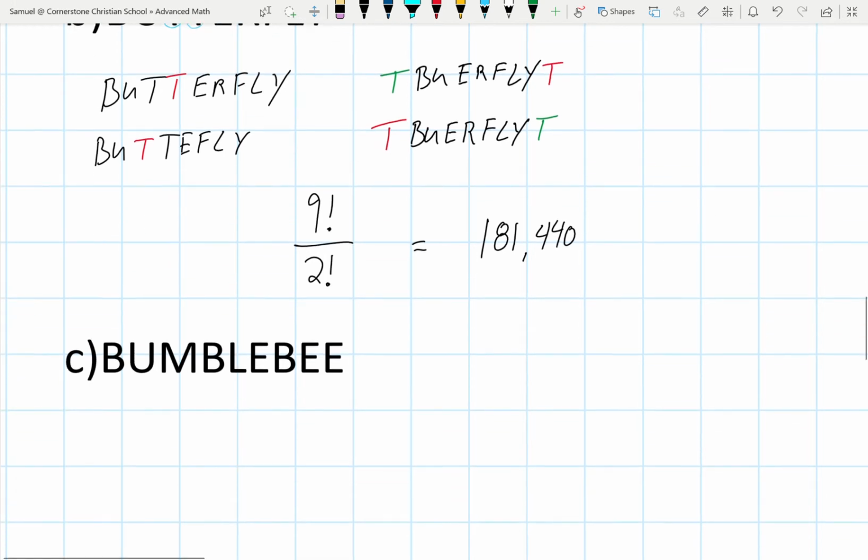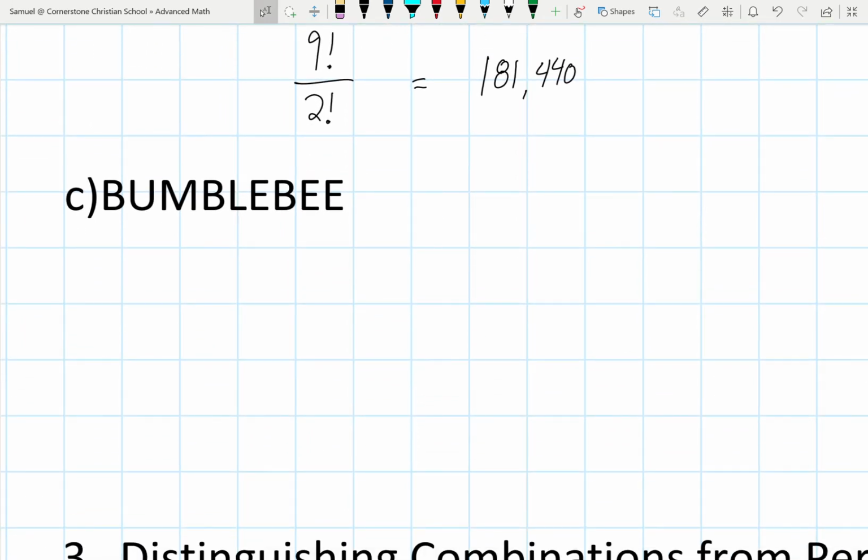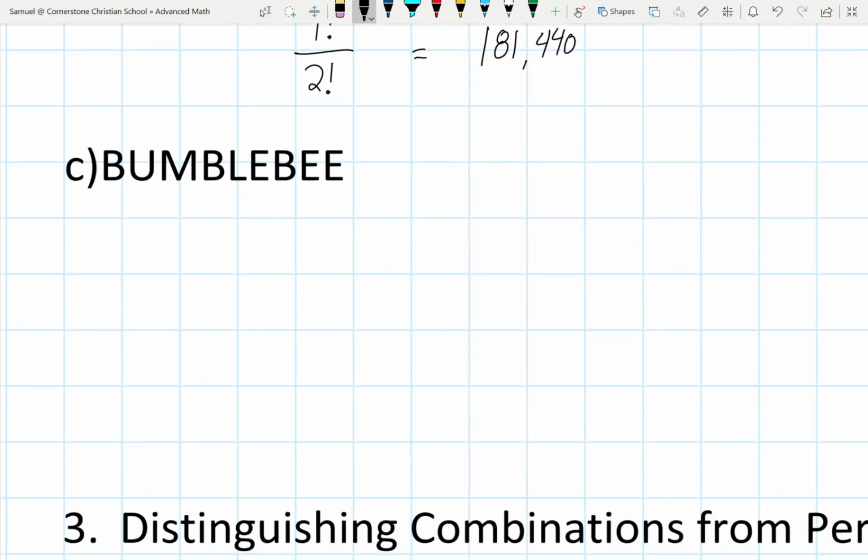All right, let's take a look at this last one, even more repeated letters. Okay, so what we have here is B, B, and B, and we have E, E, and E. I still have 9 letters in all. However, each time, let's think about this, just for B, we're going to use quite a few different colors. So this is Bumblebee.